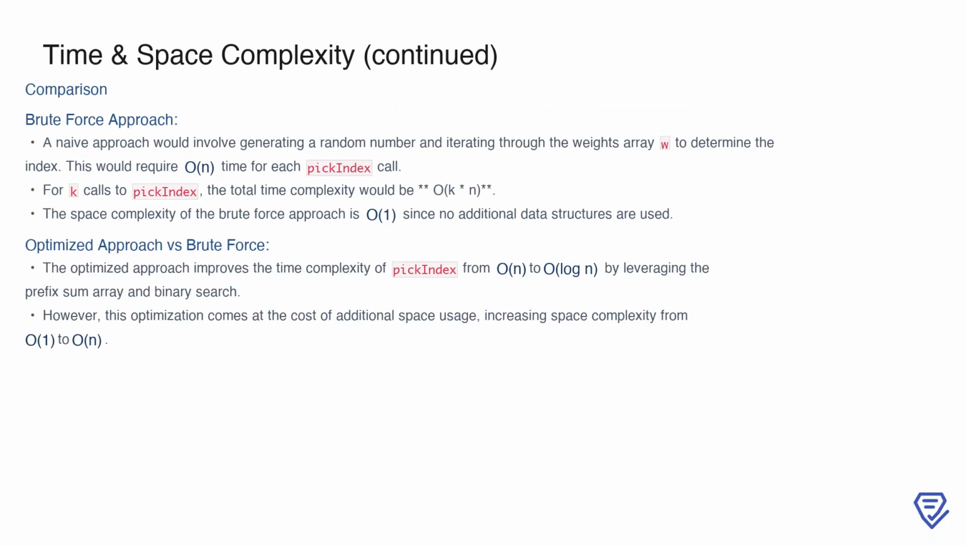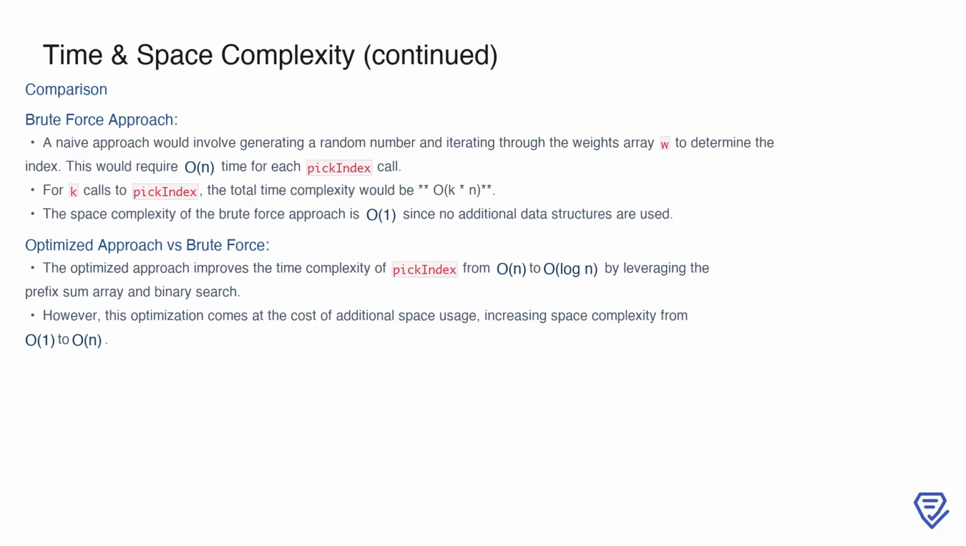To understand the efficiency of the optimized approach, let's compare it to a brute force method. The naive approach involves generating a random number and iterating through the weights array to find the corresponding index. Each call to pickIndex in this method takes O(n) time. For k calls, the total time complexity becomes O(k * n). In terms of space, since no additional data structures are used, the space complexity remains O(1).